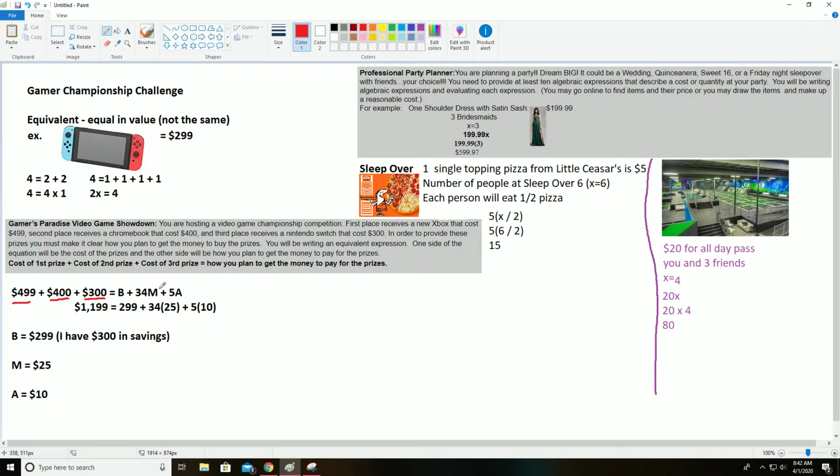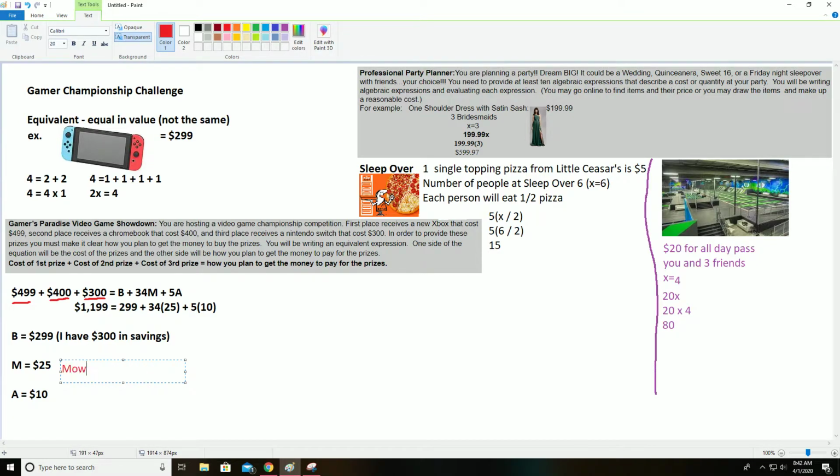And I'm going to explain what M, B, and A represent. I'm saying that B is represented by $299, which is my savings. M represents 25 because every time that I make $25, it's because I mowed a lawn, so just one lawn. And then the last one was A equals 10. A is my weekly allowance. So I'm saying that my mom and dad have me do chores around the house each week, and every week I make 10 bucks.